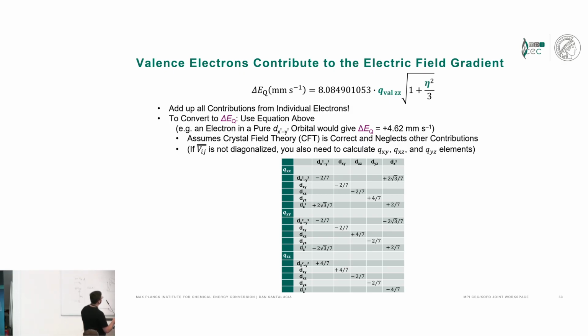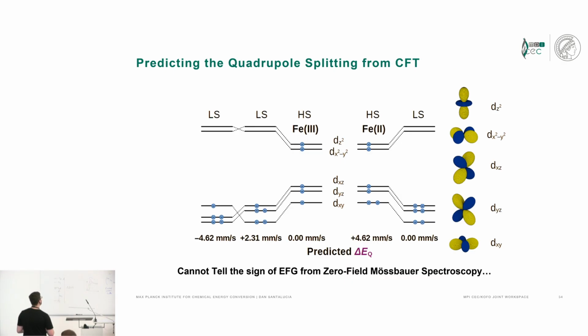If you are not dealing with a diagonalized tensor, you have to consider the off-diagonal elements too. So try to orient your frame in such a way that you are essentially only dealing with diagonal elements. You'll have an easier time. So let's look at that practically then. This is really cool because although I can't really tell the sign of the EFG from zero field Mössbauer, I can tell something about the valence electron distribution.